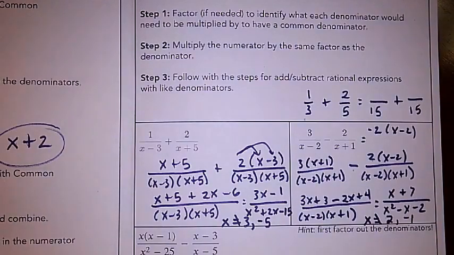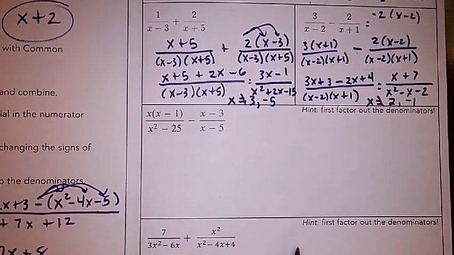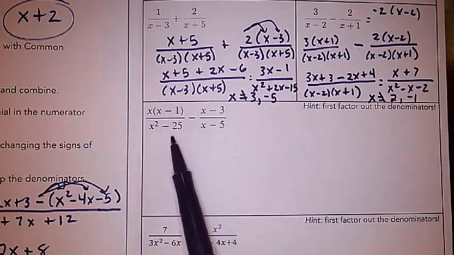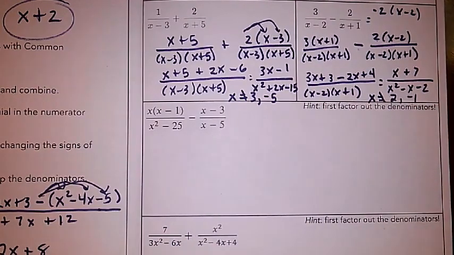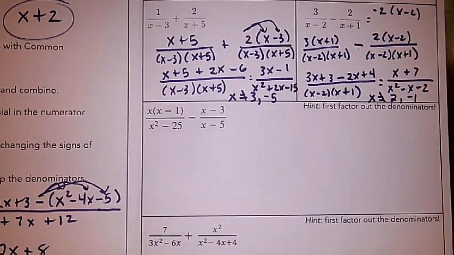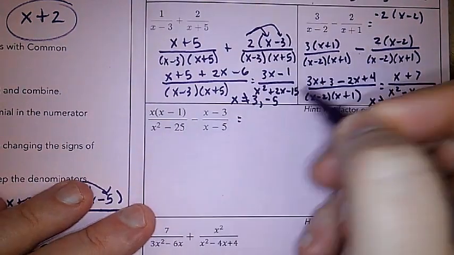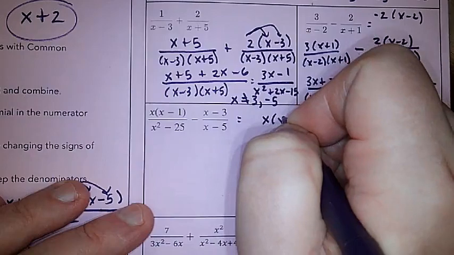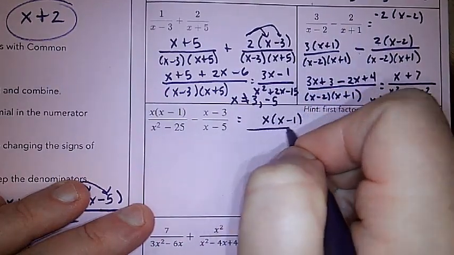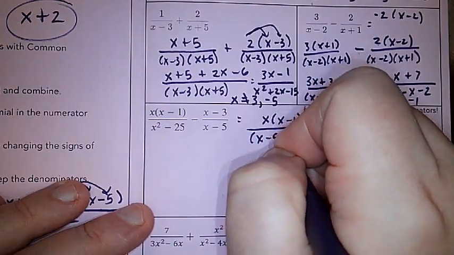Now, these were problems where both of the denominators were very different. When we look at our next example, they appear very different, but appearances can be deceiving. We want to make sure that we're factoring out our denominators first. So when I rewrite this, I'm going to write x times x minus 1. But I know that x squared minus 25 is x minus 5 times x plus 5.